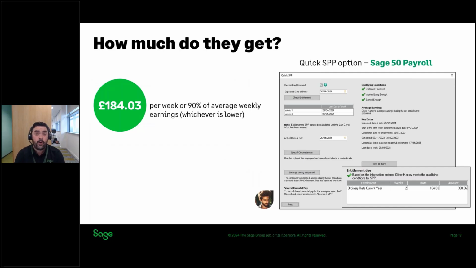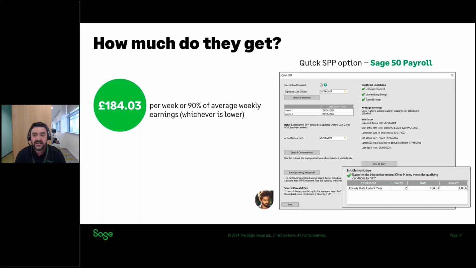The rate of pay for paternity is the standard rate, £184.03 for the current tax year, or 90% of average weekly earnings, whichever is lower. And again, it's a case of entering the paternity details into your payroll software. For those of you that use Sage 50 payroll, you could use the quick SPP option to do this.